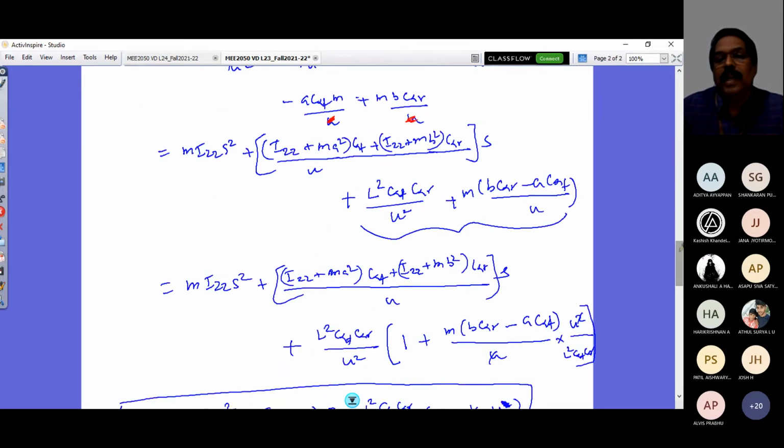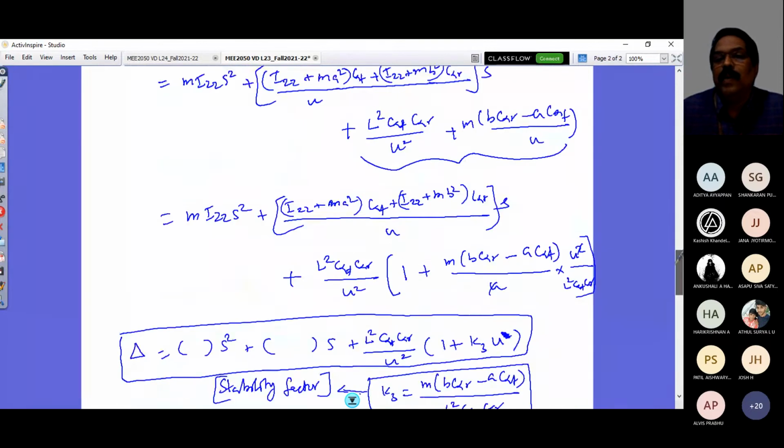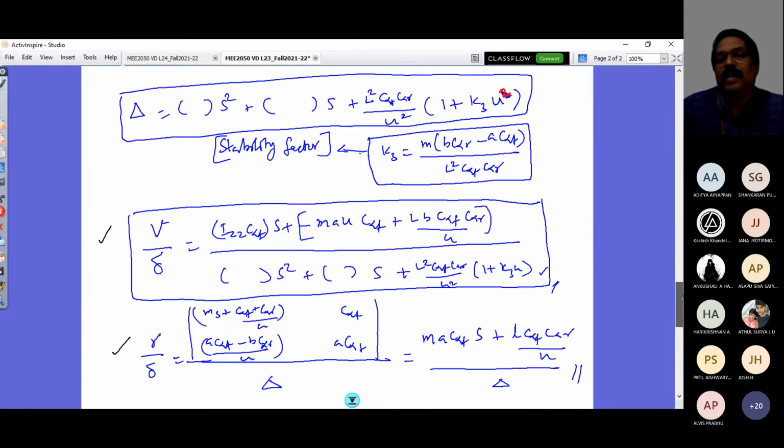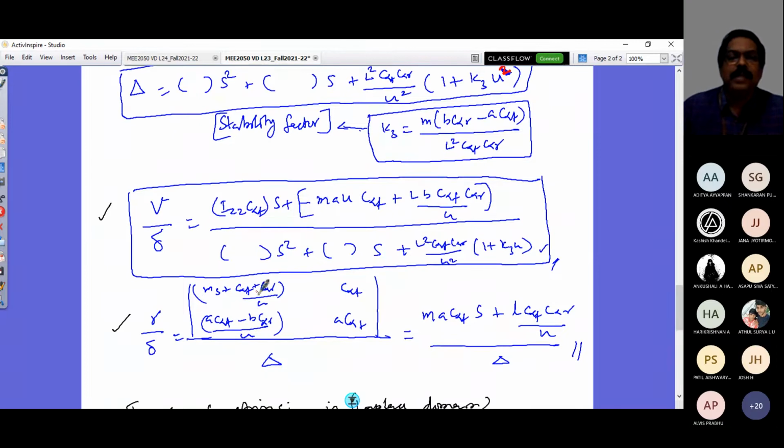Otherwise, the rest is all correct. So in your equation here, you will not have u, and this would be u square as it is. So u squared by L squared C alpha f is what would be multiplying this factor when I take this out, and I would have here, this is with u square. So 1 plus k3 u square would be there, where this k3 is what is called the stability factor. We will see that when we look at our stability analysis of your vehicle.